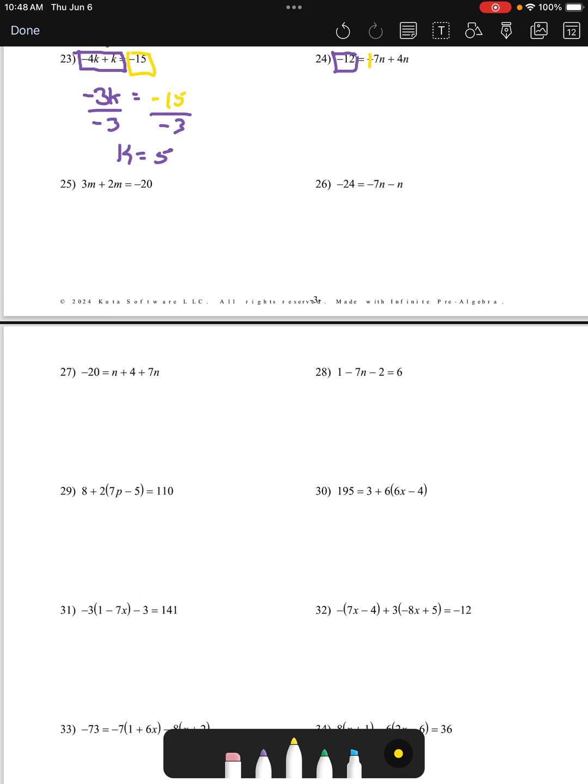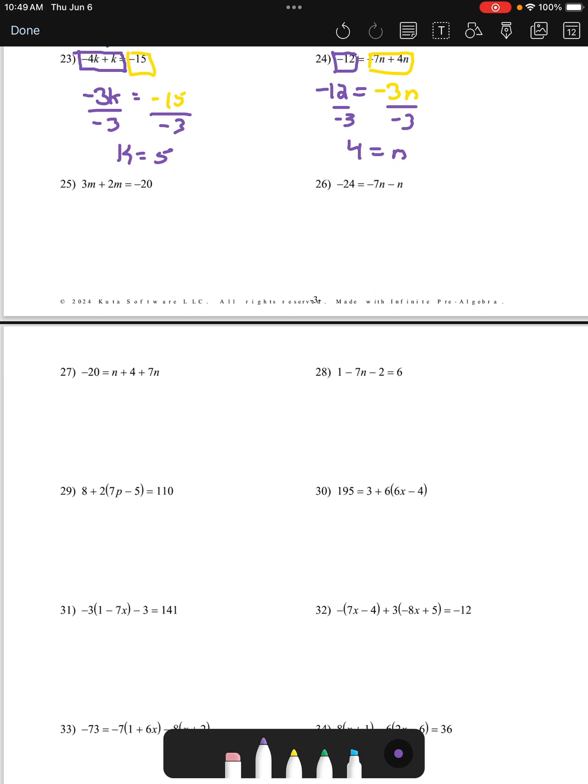In number 24, the left-hand side of this equation is just the number negative 12. The right-hand side is negative 7n plus 4n. So the left-hand side is fine, it's negative 12. The right-hand side can be simplified. Negative 7n plus 4n is negative 3n. Now we can divide both sides by negative 3 to get positive 4 is equal to n.